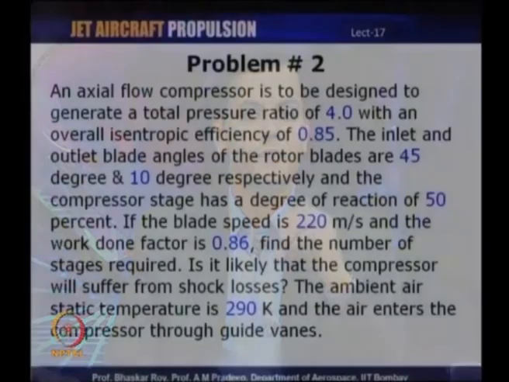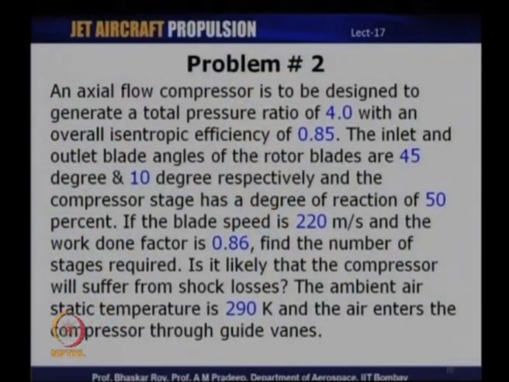So, the number of stages we have calculated here by calculating the overall temperature rise, and dividing that by the temperature rise generated by one stage. That gives us the number of stages required for generating this pressure ratio of 6 in this case. In this particular problem that we have solved, we have basically been discussing the axial compressor and how we can go about calculating the various parameters required.